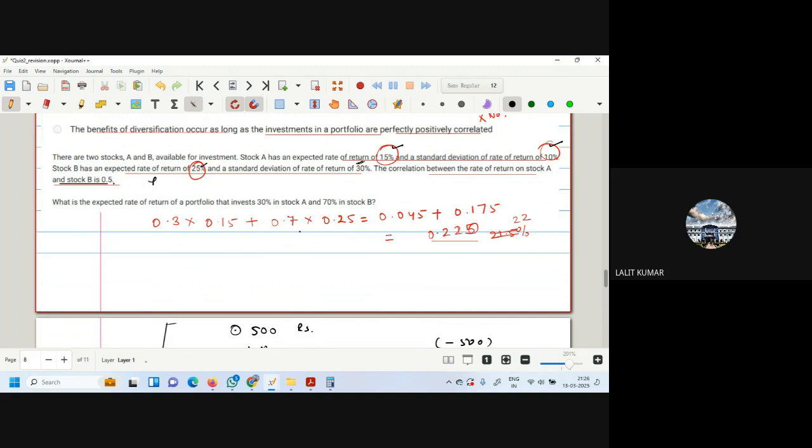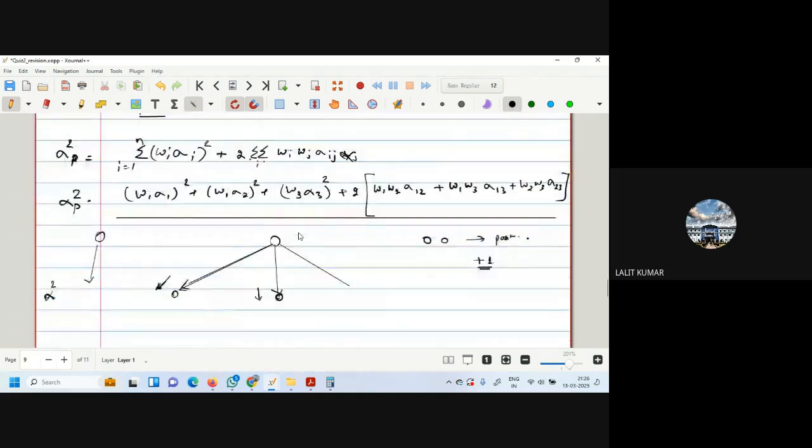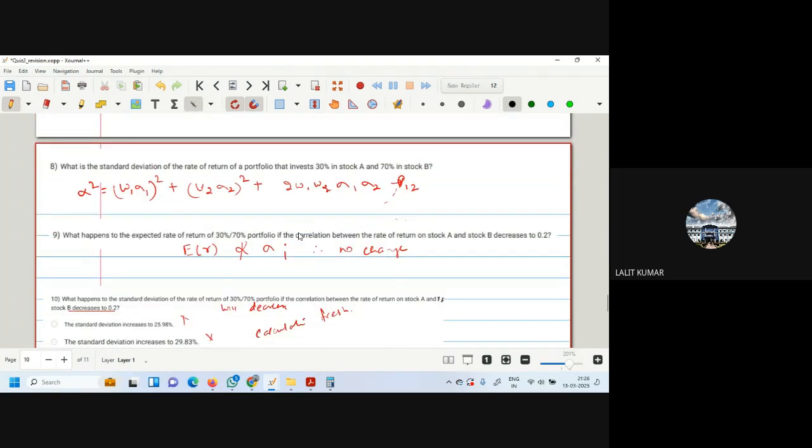So what is the expected rate? Same formula, W1 into expected rate, we get this. And next, they must have asked about the standard deviation. In the standard deviation, we use the same formula, but they have given the correlation. So when you use the correlation, this was covariance. Covariance we know is equal to this into this, and we just replace, we know all these values, we put them here and we get the answer.